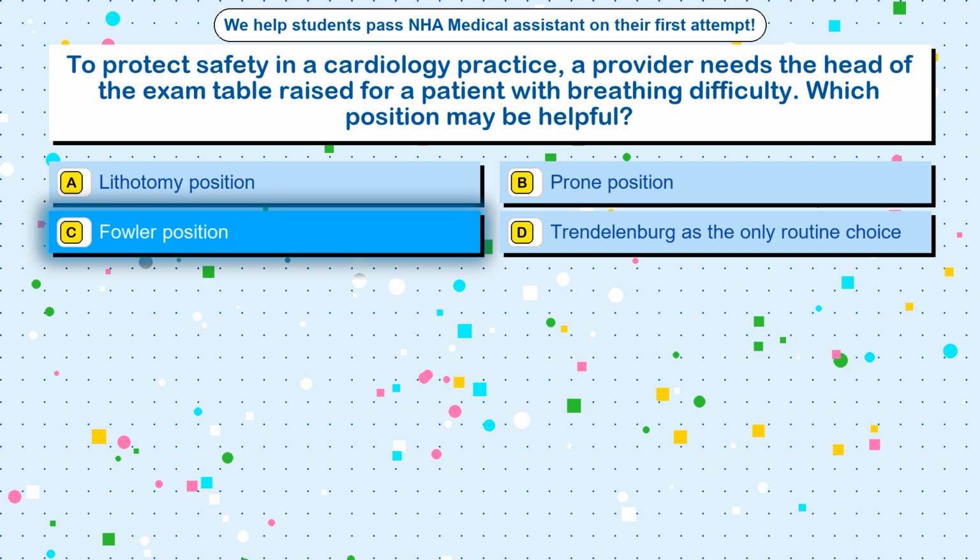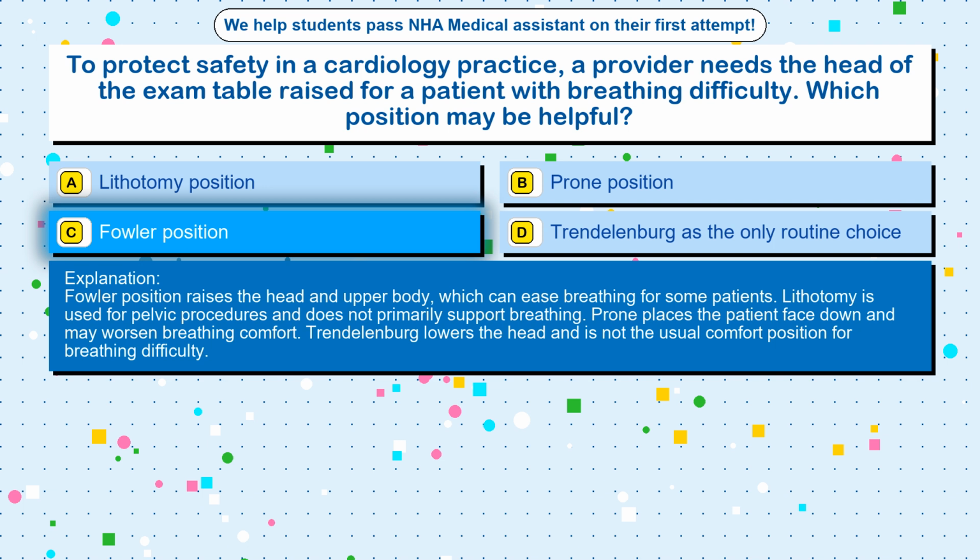Fowler position. Fowler position raises the head and upper body, which can ease breathing for some patients. Lithotomy is used for pelvic procedures and does not primarily support breathing. Prone places the patient face down and may worsen breathing comfort. Trendelenburg lowers the head and is not the usual comfort position for breathing difficulty.